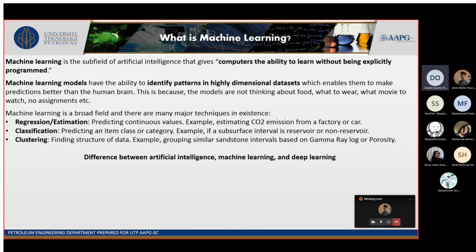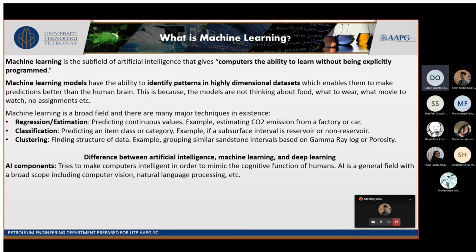All right, so I'm sure some of you have heard about deep learning, artificial intelligence, and machine learning. So what are the main differences between these three important tools? When we talk about artificial intelligence, this is a model that tries to make computers intelligent by trying to copy the cognitive function of the human brain.